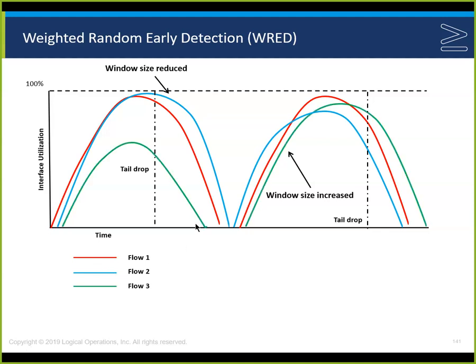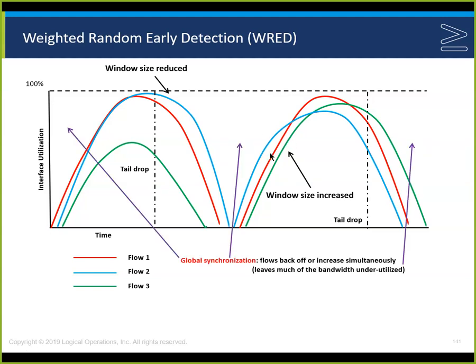Now we're going to get a second flow that goes on with this, and then a third flow that goes on. As the window size gets increased, and that's what this is showing, hopefully window size gets increased, we can now send more traffic based on how much bandwidth is available, what kind of resources do we have. The flows back off or increase simultaneously, which leaves much of the bandwidth underutilized. So these flows will all use the same window size when we go from one to the other.